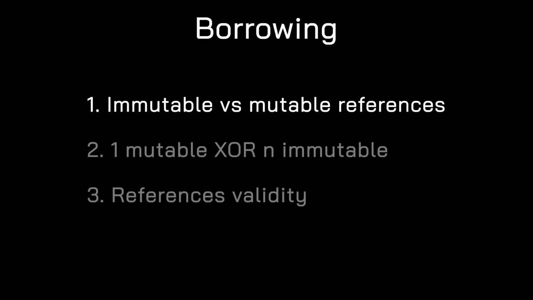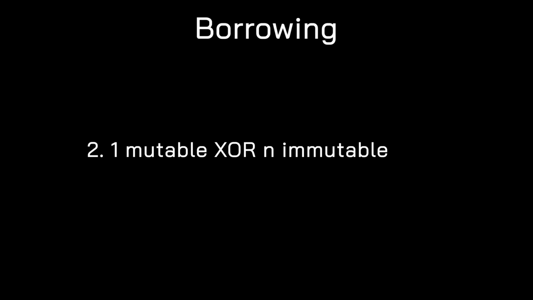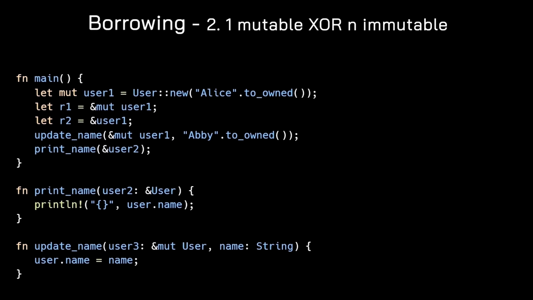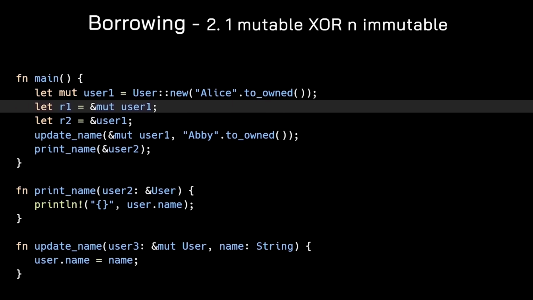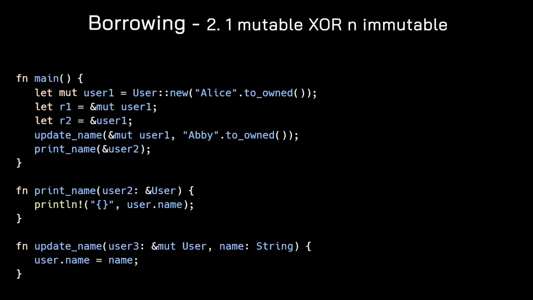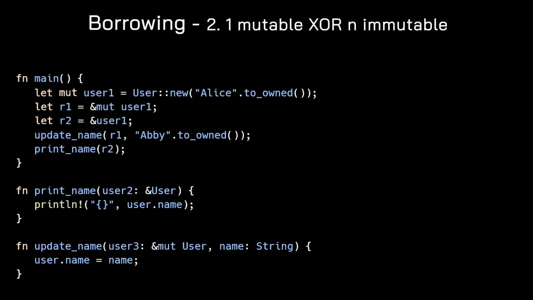The second rule is that you can either have one mutable reference or any number of immutable references at one time. Rust prevents you from using immutable references while a mutable reference is active. For example, if we create two variables, one holding a mutable reference to the user instance and one holding an immutable reference to the user instance, and then pass those references to printName and updateName, we would get a compile time error. The problem is the mutable and immutable borrows overlap.